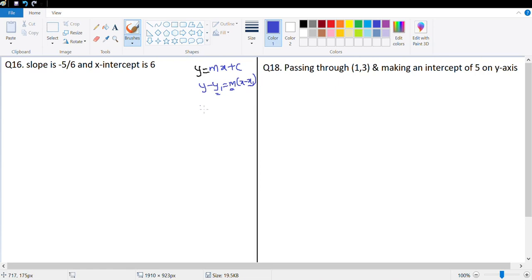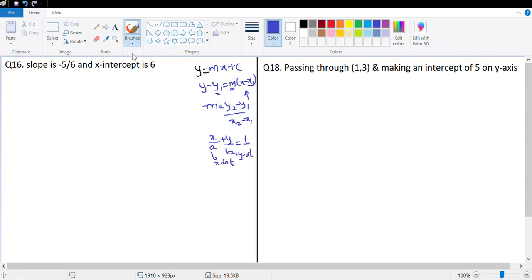Another one was in case I know 2 points, then first I calculate m using y2 minus y1 upon x2 minus x1, and then I again go back to the same equation, y minus y1 is equal to m times x minus x1. And then the final method was in case the x-intercept and the y-intercept are given, then I have the formula x by a plus y by b is equal to 1, where a is the x-intercept and b is the y-intercept. Perfect.